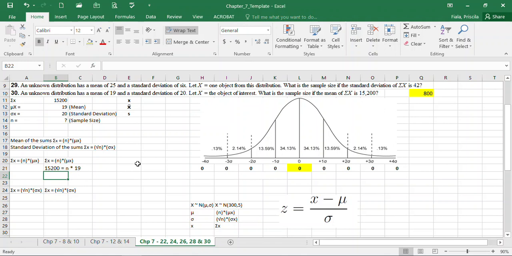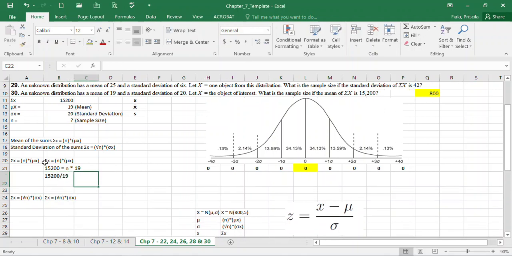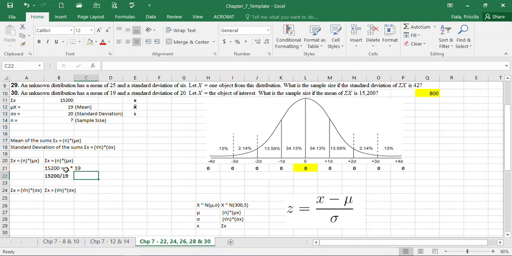So now we're dividing both sides by 19. Let me make it a little bigger over here. We're dividing both sides by 19, so 15,200 divided by 19. Now solve for n. So n is equal to 15,200 divided by 19, and when we solve, we find that the sample size is 800. That's how I found this value right here.